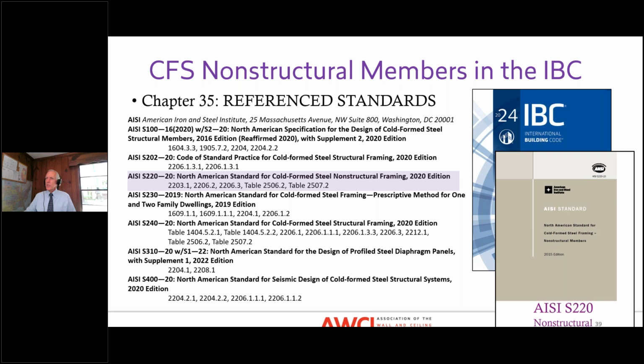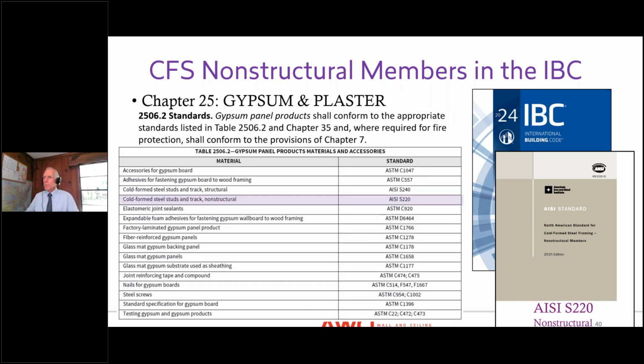And we look, in addition to those in Chapter 22, there's two references in Chapter 25, two table references. So we look at those tables, Chapter 25, 2506.2 standards. Gypsum panel products shall conform to the appropriate standards listed in 2506.2 and Chapter 35, and where required for fire protection shall conform to the provisions of Chapter 7. And look right there, the fourth line, cold-formed steel studs, tracks, non-structural, shall comply with AISI S220. And just right above it, it says cold-formed steel studs and tracks structural will comply with AISI S240.